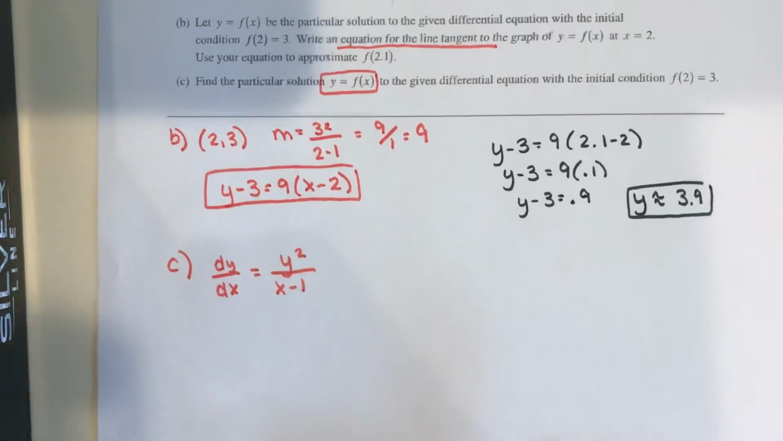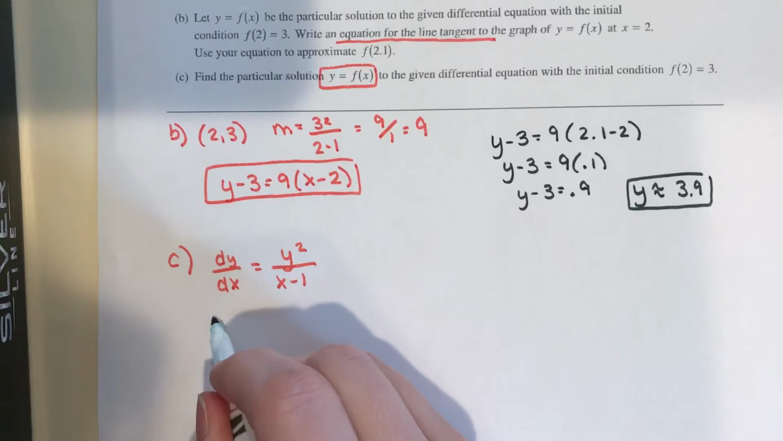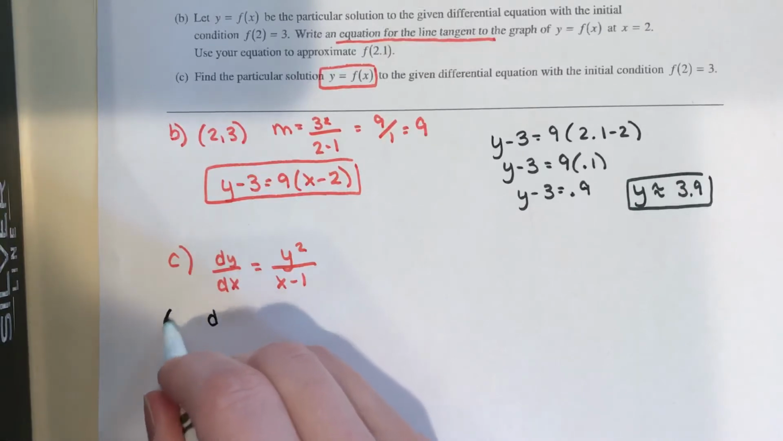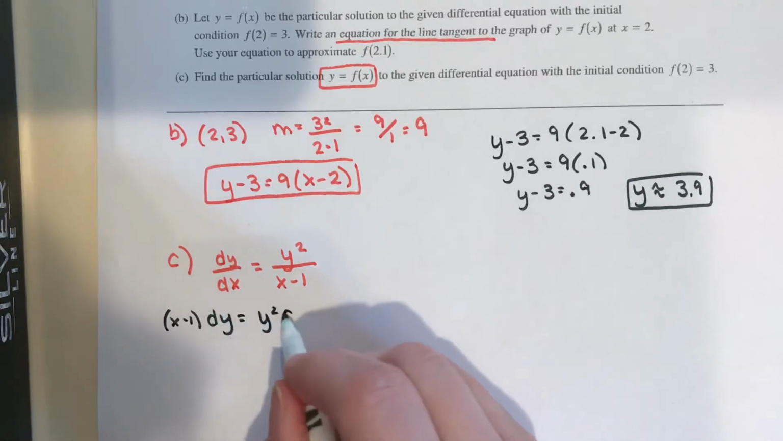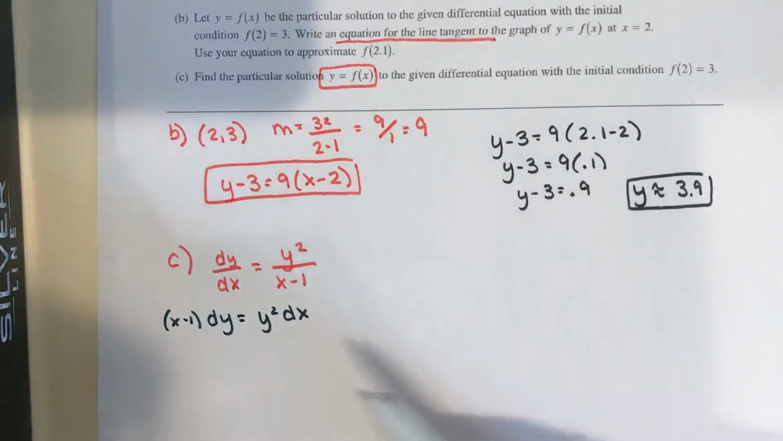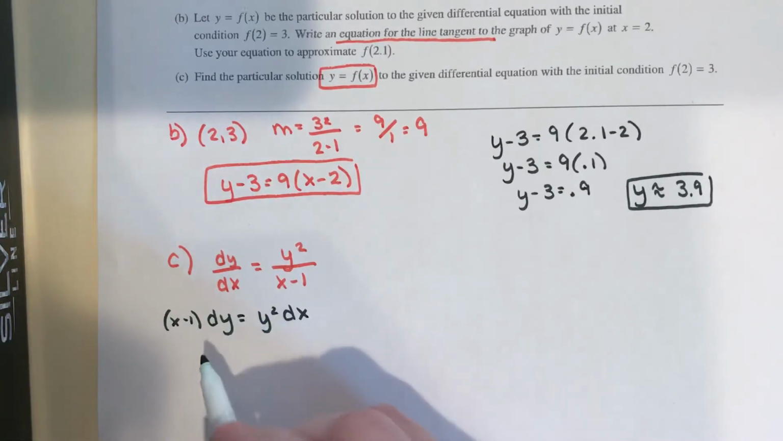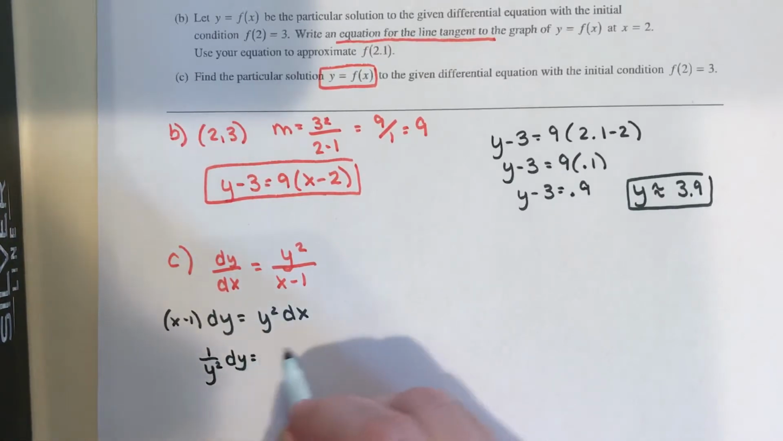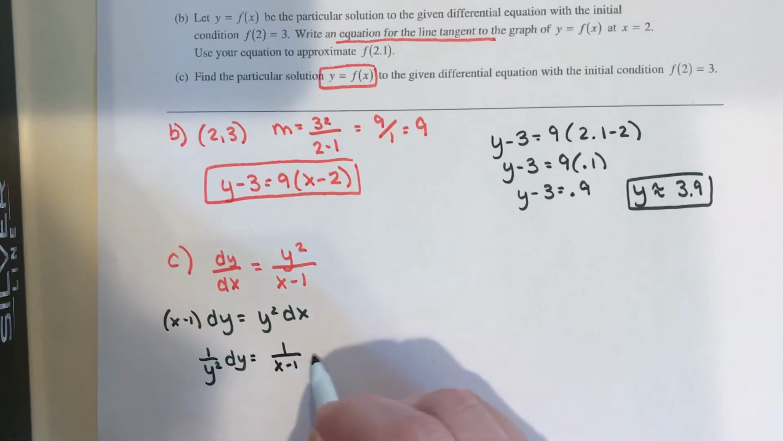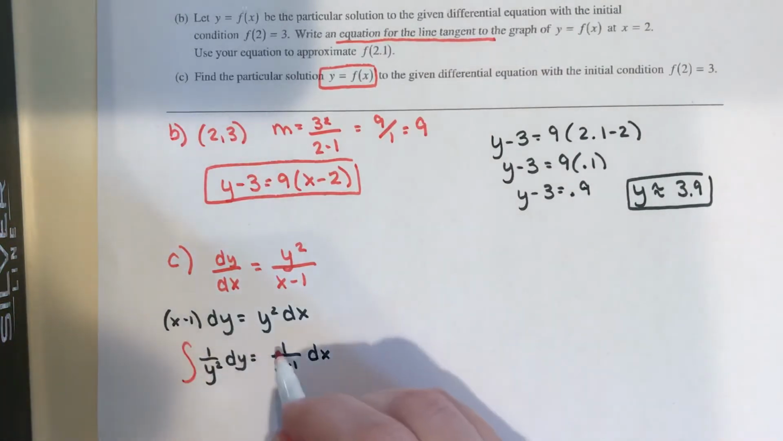So first thing I always do is separate the variables. So I'm going to first cross multiply, it just makes it easier. That gives me x minus 1 dy equals y squared dx. So both of these actually we have to divide to the other side to get the variables on the correct side. So on the left side I'm going to have 1 over y squared dy, and on the right side 1 over x minus 1 dx. Okay, so next step I'm going to take the integral of both sides.